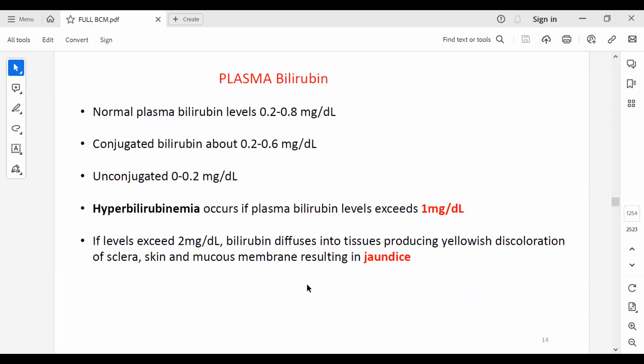So this is more on the histology of how the conjugated bilirubin will move. But now this is the most important part where we can be tested. The normal plasma bilirubin level is between 0.2 to 0.8 milligrams per dL, in which conjugated should be that much and unconjugated should be less than 0.2. If we exceed the level of 1 milligram per dL, then that is hyperbilirubinemia. And if we exceed 2 milligrams per dL, then we'll have the condition jaundice.